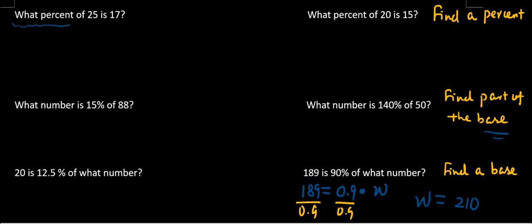Today, you reviewed 3 skills. Find a percent, find part of the base, and find a base.